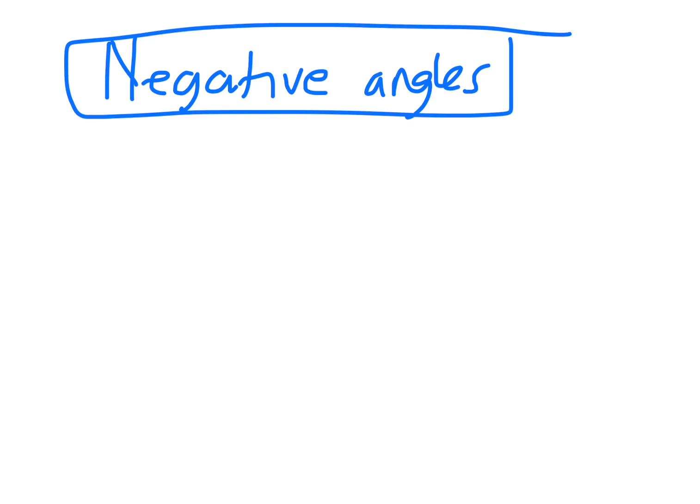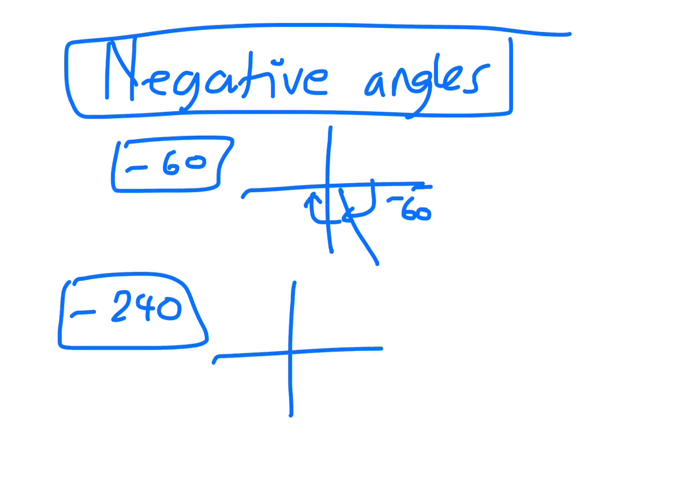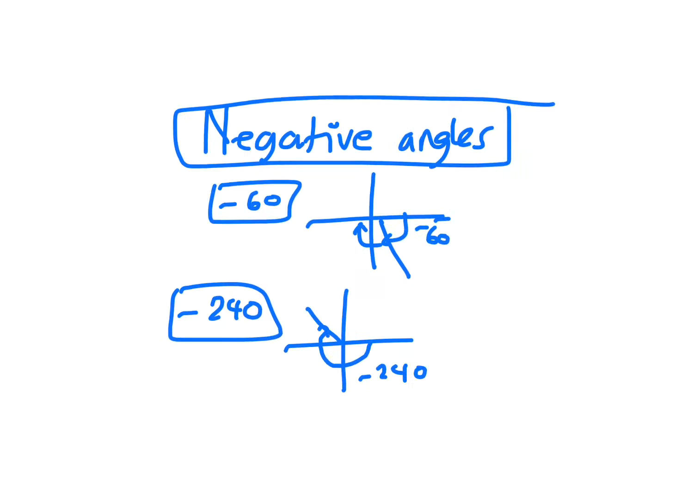I just want to look at negative angles. Say we're looking at minus 60 degrees. I want you to realise that minus 60 degrees means that you go that way. So it just means you go in the other direction. Minus 240 means that you go around past 180, you go to there, and that would be minus 240.